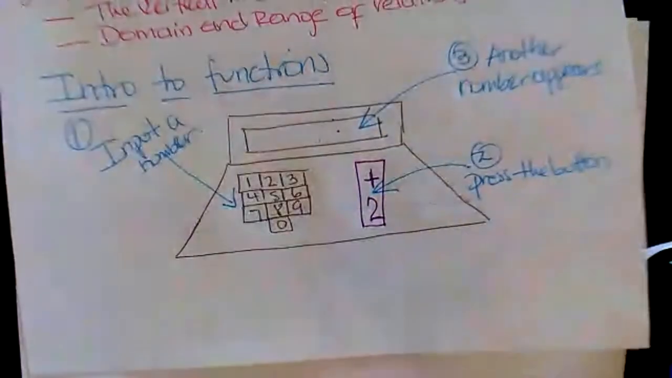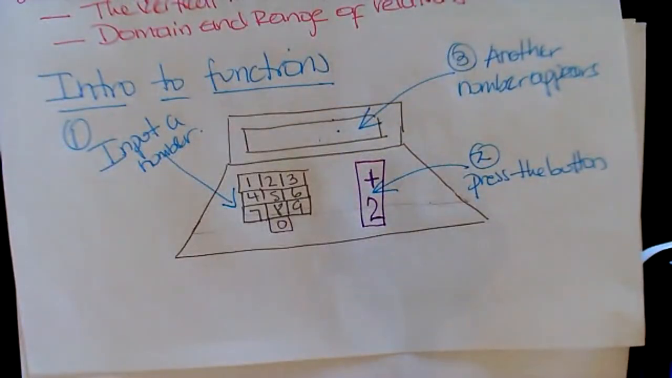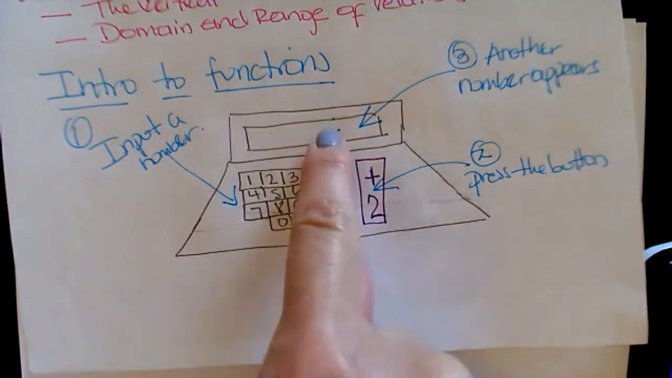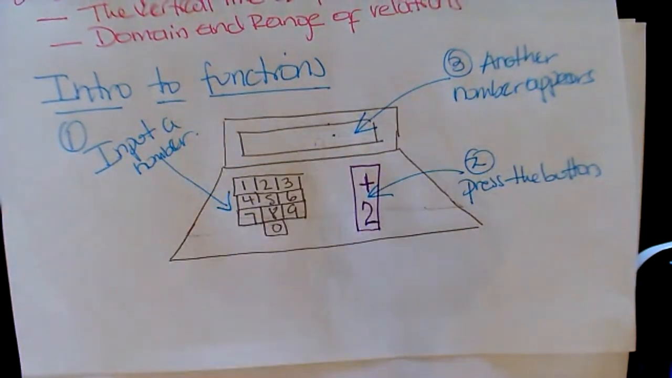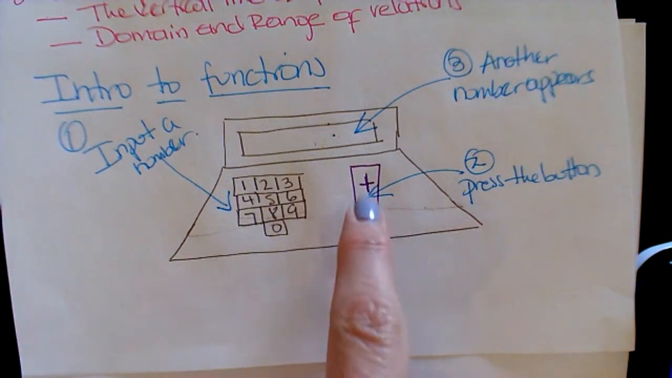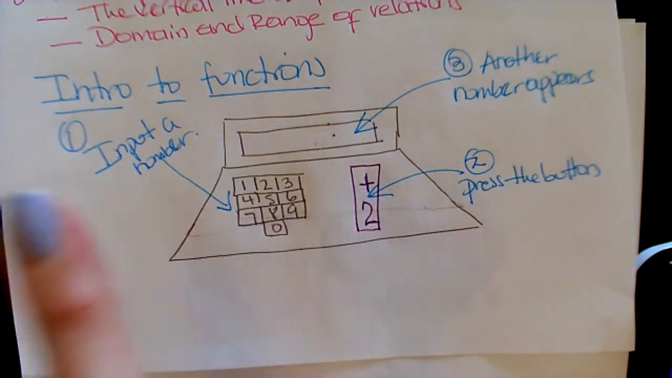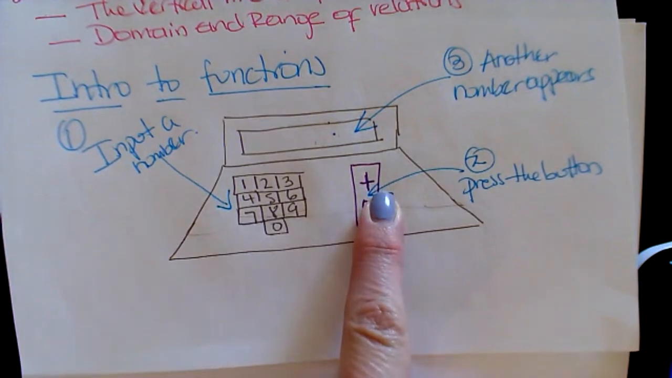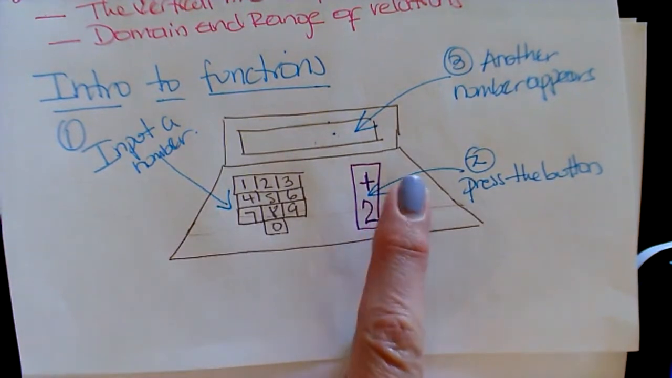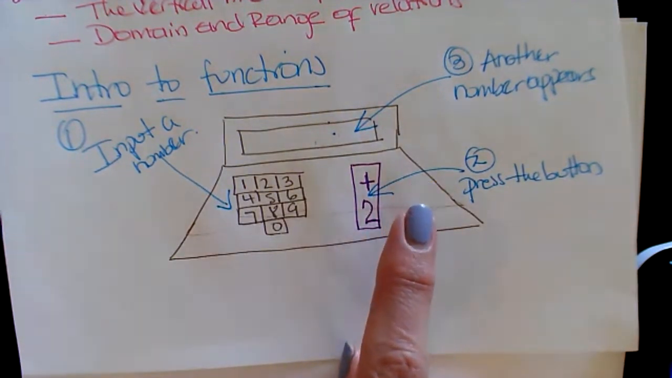And in this case, our calculator has a one-to-one correspondence because for every input, we get one output. And that makes sense for our calculator. We expect that when we enter a number and press the button, just one answer appears. That's what we're expecting. And in math, this is how we define a function.